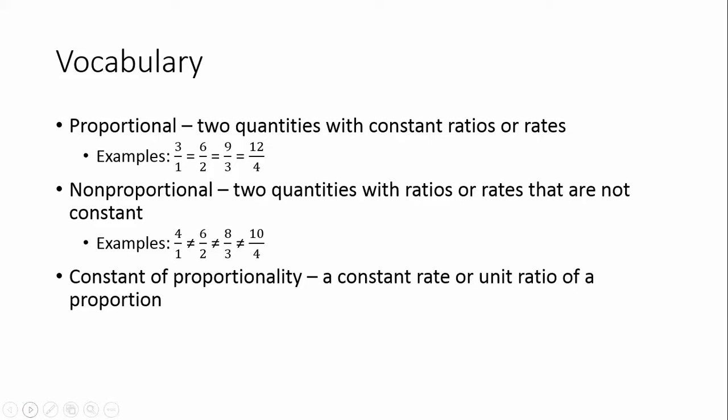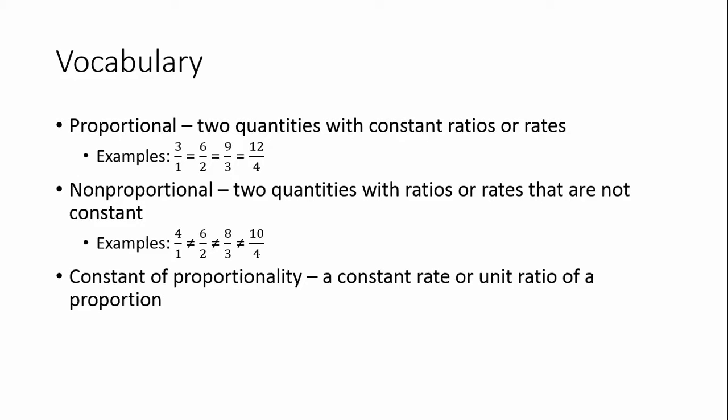So first we have some vocabulary terms. Proportional means that two quantities have constant ratios or rates. So in the example, we have 3/1, 6/2, 9/3, 12/4. Hopefully you can see that those are all constant ratios or rates because they all reduce down to 3/1.